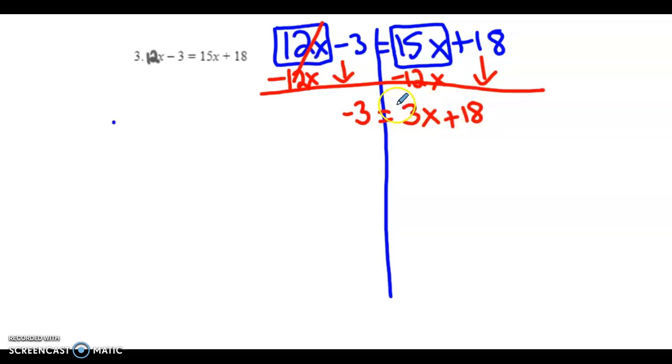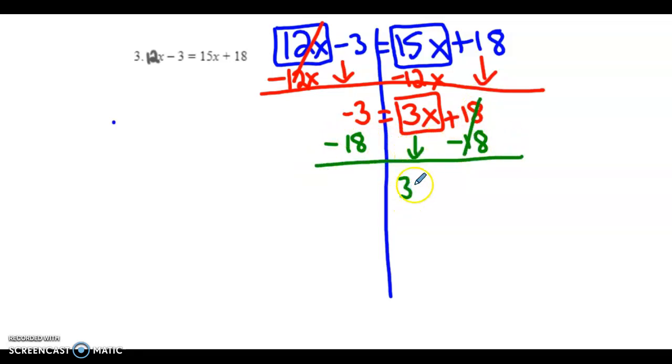Okay, I'm still going to find my letter and box it off. And then I'm going to ask myself, what is on the same side as the letter that I need to get rid of? And in this case, I need to get rid of this 18. Right now it's a positive 18, so I'm going to subtract 18 from each side. Bring this straight down. And -3 plus -18, or -3 minus 18, would be a -21.